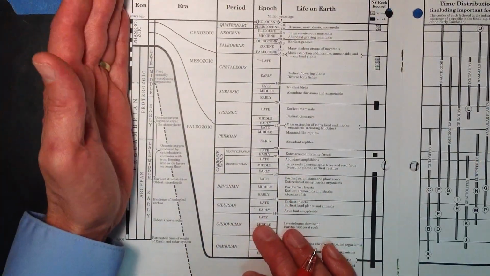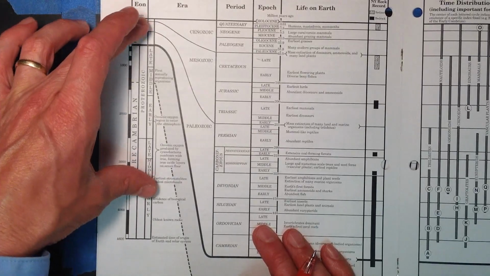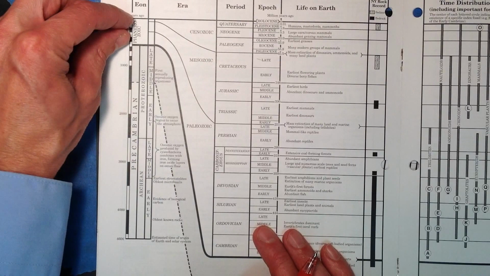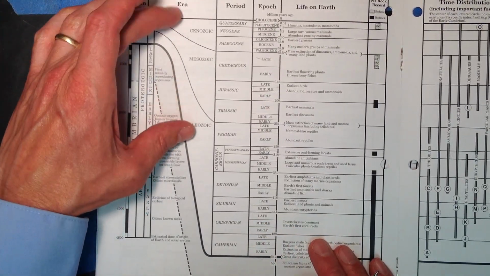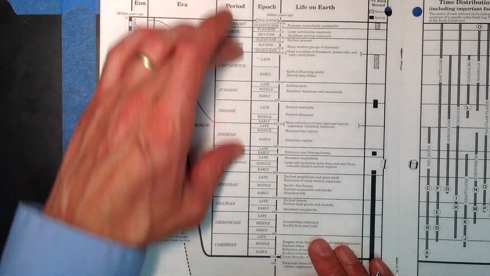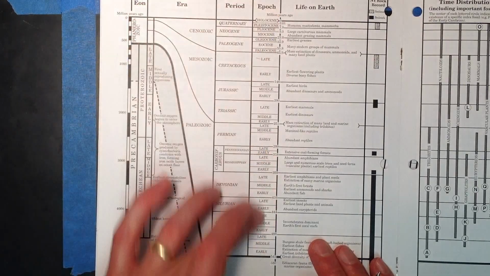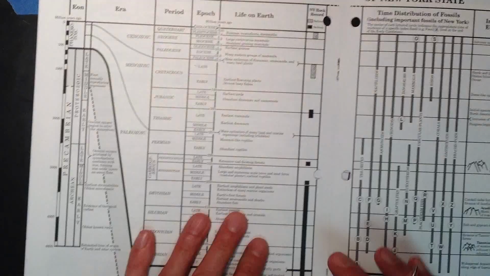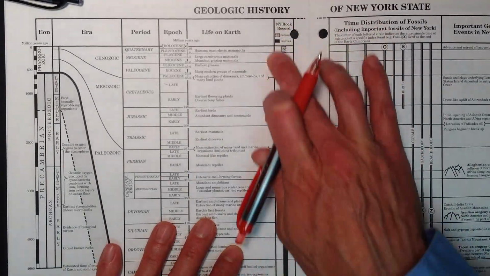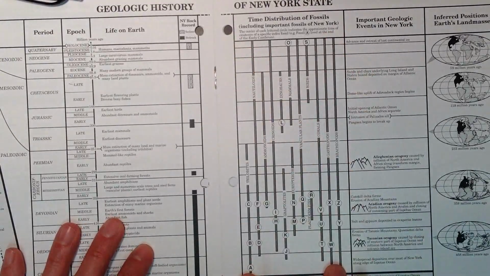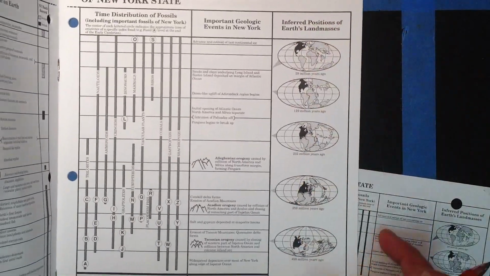Then they break it down into different sections. These are eons, a larger subsection of time, and then they break down into eras. This Phanerozoic eon is broken down into Cenozoic, Mesozoic, and Paleozoic. Each era is broken down further into periods, and then into epochs here. Then it has life on Earth and the New York rock record, which shows where there is rock in New York State from that time period, fossils that we see, important geological events in New York, and where land masses were at different times.